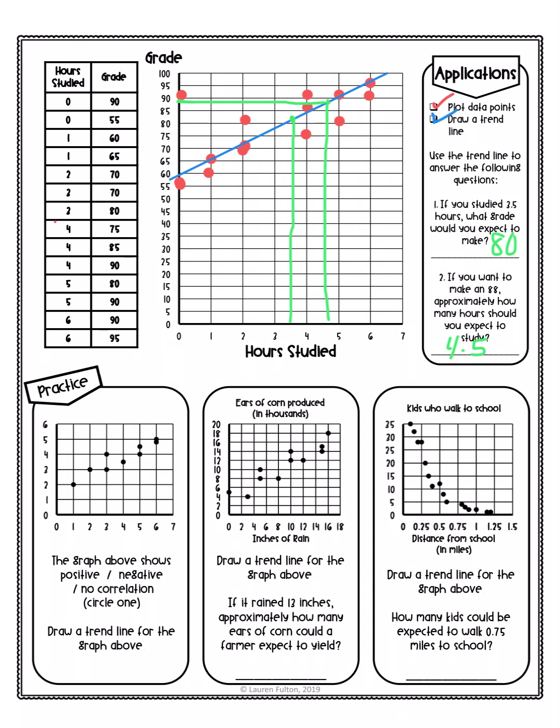Now let's look at the practice. The graph above shows a positive, negative, or no correlation. And then they want you to draw the trend line for the graph above. The second one, draw the trend line, and then figure out if it rained 13 inches, approximately how many ears of corn would a farmer expect to yield.